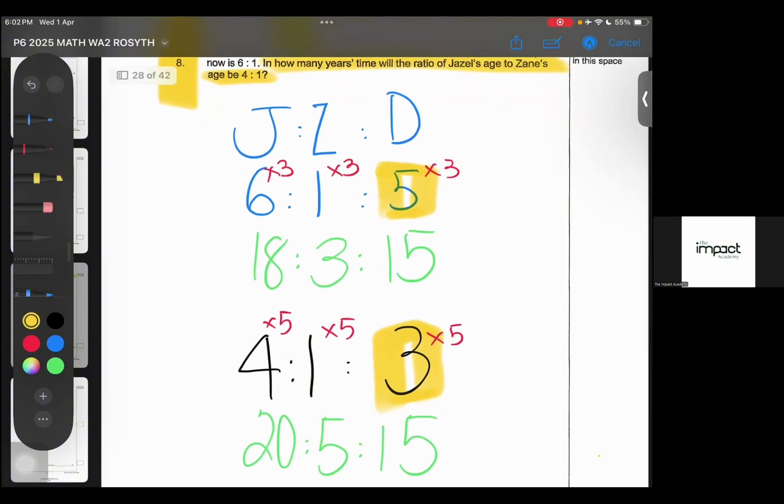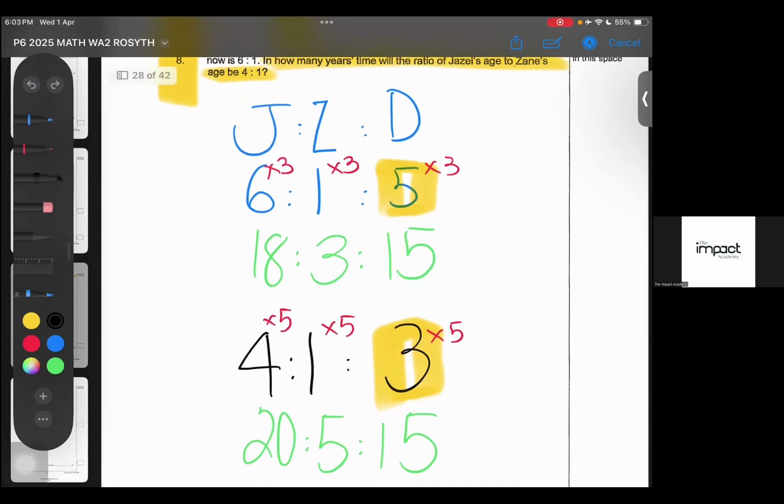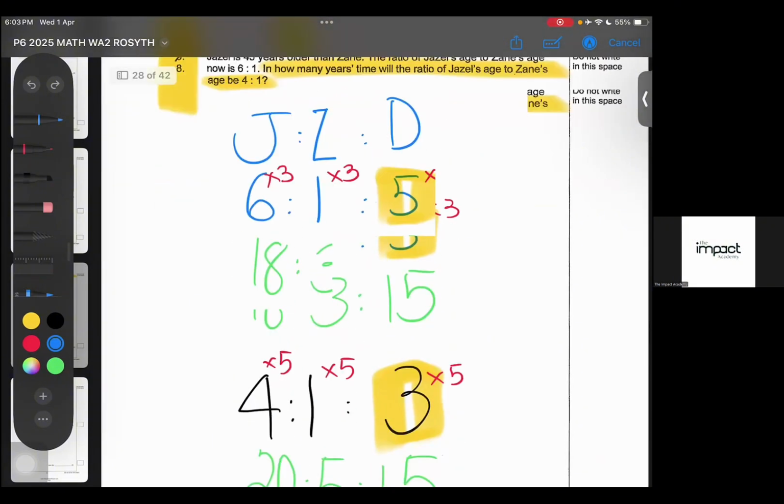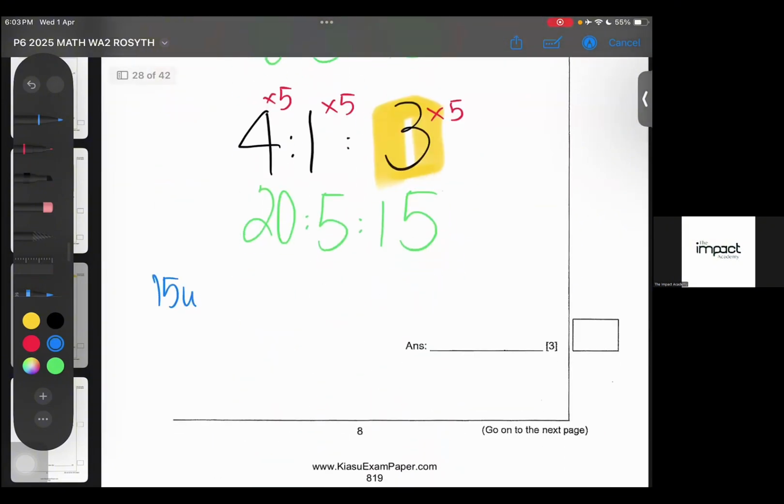So what is this 15? This 15 is 15U. 15U equals to what? 45. 15 units is equals to 45. What's the next step, Shashang? 1U equals to what? 1U is equals to 3. What shall I do right now?